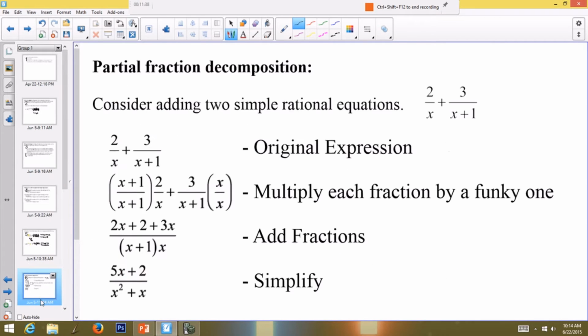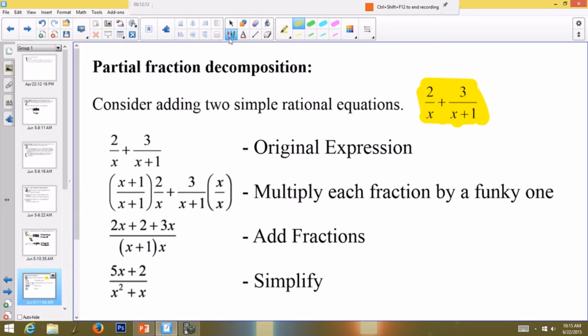Okay, moving on. Now, the hard part. Partial fraction decomposition. I'm going to go one direction and then go backwards to try and explain this. But consider the act of adding two simple rational expressions. And when I say we're going to add two simple rational expressions, I'm talking about this expression right here: 2 over x plus 3 over x plus 1.